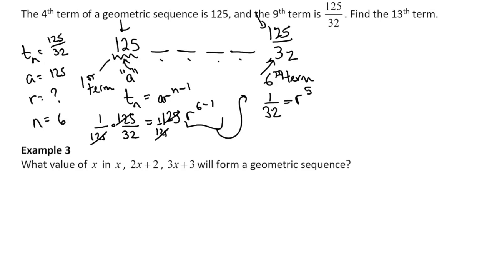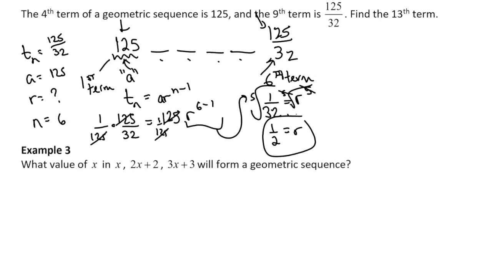So from here, if you have R to the 5 and you're trying to isolate for R, you take the opposite of something to the power of 5, which would be its 5th root. And then whatever you do to one side, you do to the other side. So we'll have to take the 5th root on the other side, and the 5th root of 1 over 32 is 1/2. So we've just found out that our common ratio is going to be 1/2.